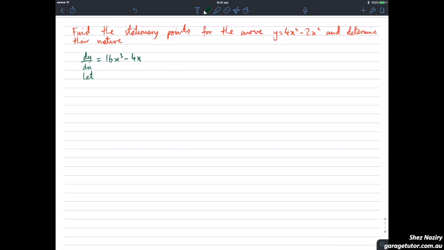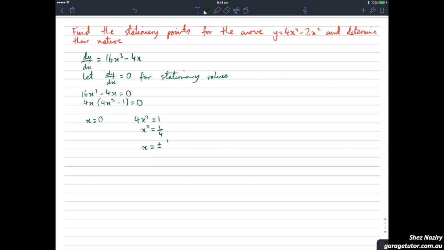Now, to find a stationary value, we let dy/dx equal 0. And we end up with 16x cubed minus 4x equals 0. Now, this is a common factor that we've got to start with, so 4x, and then x squared minus 1 inside the brackets. And I can solve from here if I want to. I end up with x is equal to 0, and 4x squared equals 1, x squared equals a quarter, and therefore x equals plus or minus a half.